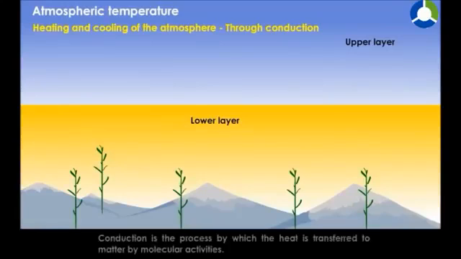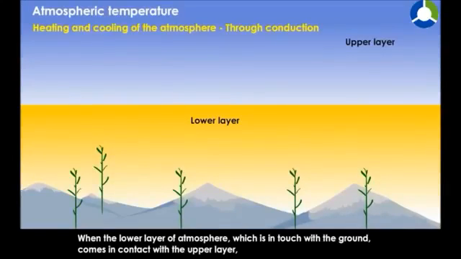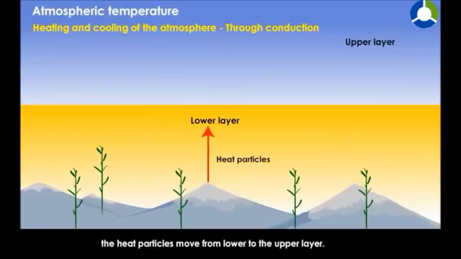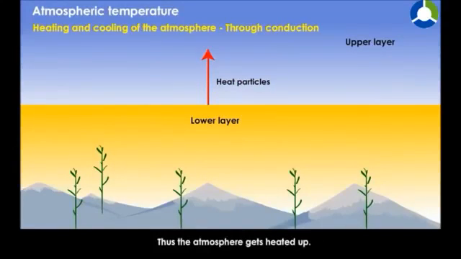Through conduction. Conduction is the process by which heat is transferred to matter by molecular activities. When the lower layer of the atmosphere, which is in touch with the ground, comes in contact with the upper layer, the heat particles move from the lower to the upper layer. Thus, the atmosphere gets heated up.